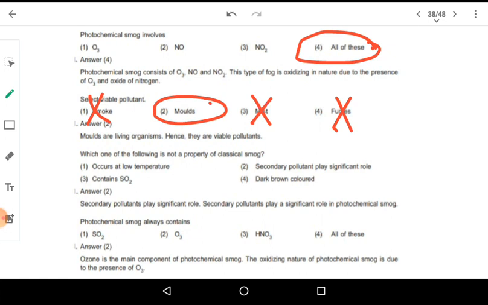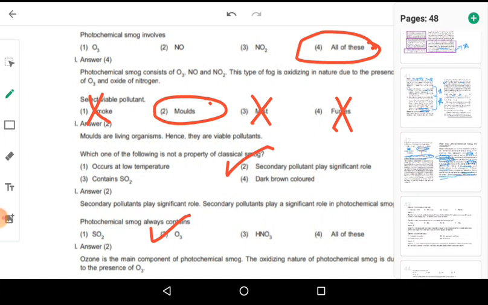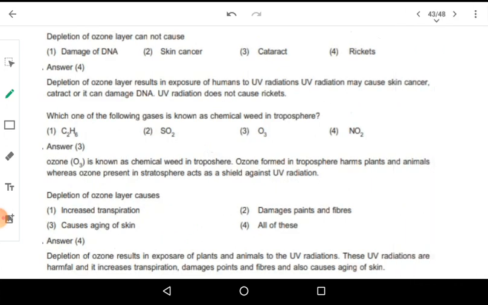Which of the following is not a property of classical smoke? It occurs at low temperature. Yes, classical smoke occurs at cool temperature. Secondary pollutants play a significant role. That is wrong, so this should be the answer. Photochemical smoke always contains ozone, so the answer should be 2. Depletion of ozone layer cannot cause, it cannot cause damage of DNA? Yes, it can cause damage of DNA. It can cause skin cancer. It can cause cataract, but it does not cause rickets, because rickets is due to vitamin deficiency.